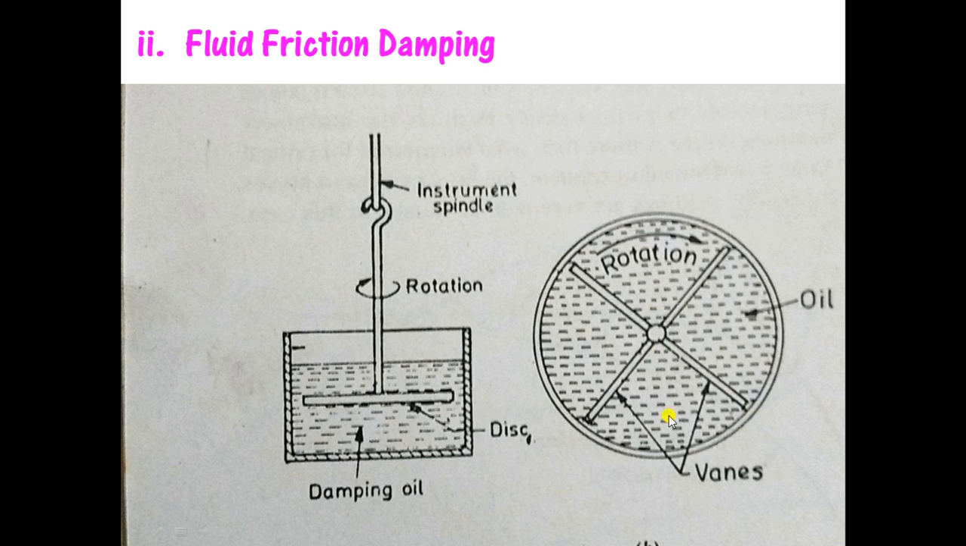Now here this is the second method. This is one method, and this is the second method. Here in place of disc, there are some vanes placed here. So as the spindle rotates, these vanes will also rotate, and because there is friction produced here because of the oil, the vanes will be opposed from their movement, and they will be brought to rest faster. As they are brought to rest, the spindle also is brought to rest, and as the spindle is brought to rest, the pointer is also brought to rest faster. So this is how fluid friction damping works.